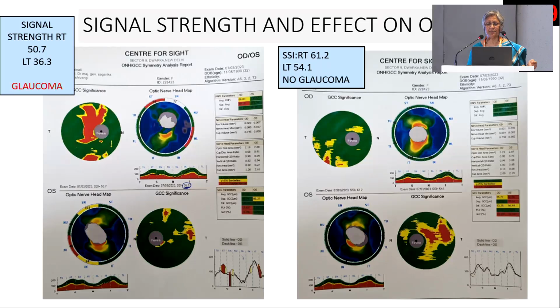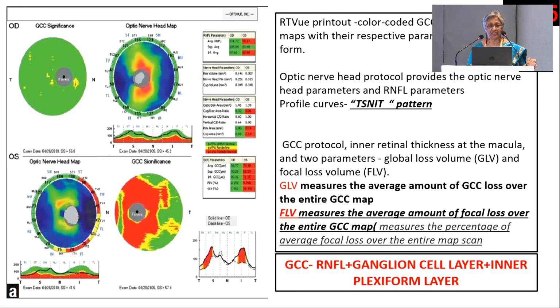Same thing, another patient where we find that again, the right eye is showing definite RNFL thinning. Again, you do a very good signal strength and you find it's absolutely normal. So this is one thing that every glaucoma specialist should definitely have a look at.